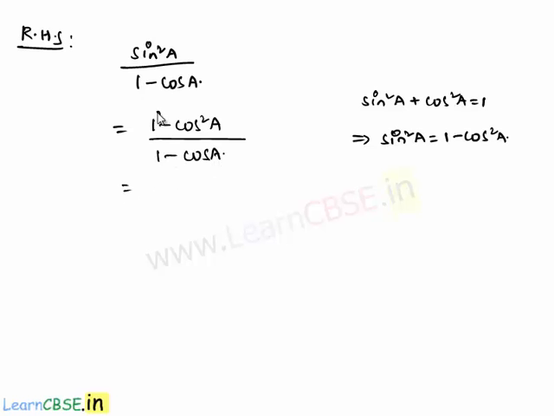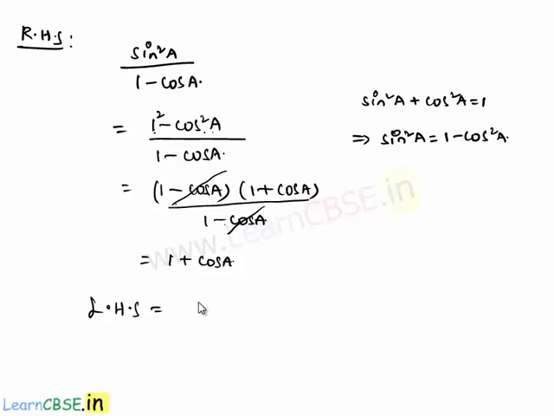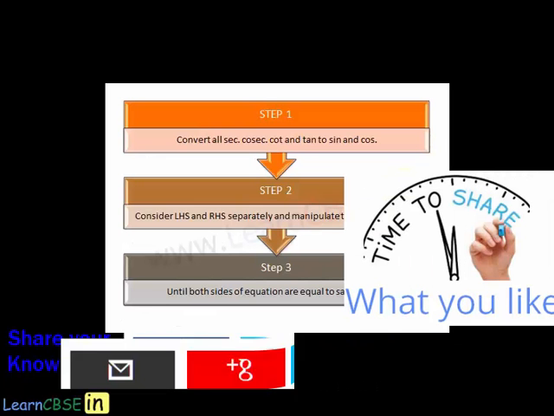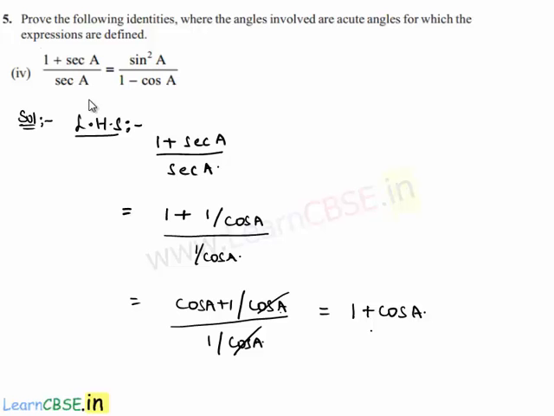that is equal to, here this can be written as 1 square minus cos square a, which is in the form of a square minus b square, that can be written as (a minus b), that is 1 minus cos a, into (a plus b), that is 1 plus cos a, whole divided by 1 minus cos a. Here in the numerator and denominator we have 1 minus cos a as common, and that will be cancelled, and finally we are left with 1 plus cos a. So the simplified form of LHS is equal to the simplified form of RHS. So the equality (1 plus secant a) by secant a is equal to sin square a by (1 minus cos a) is correct.